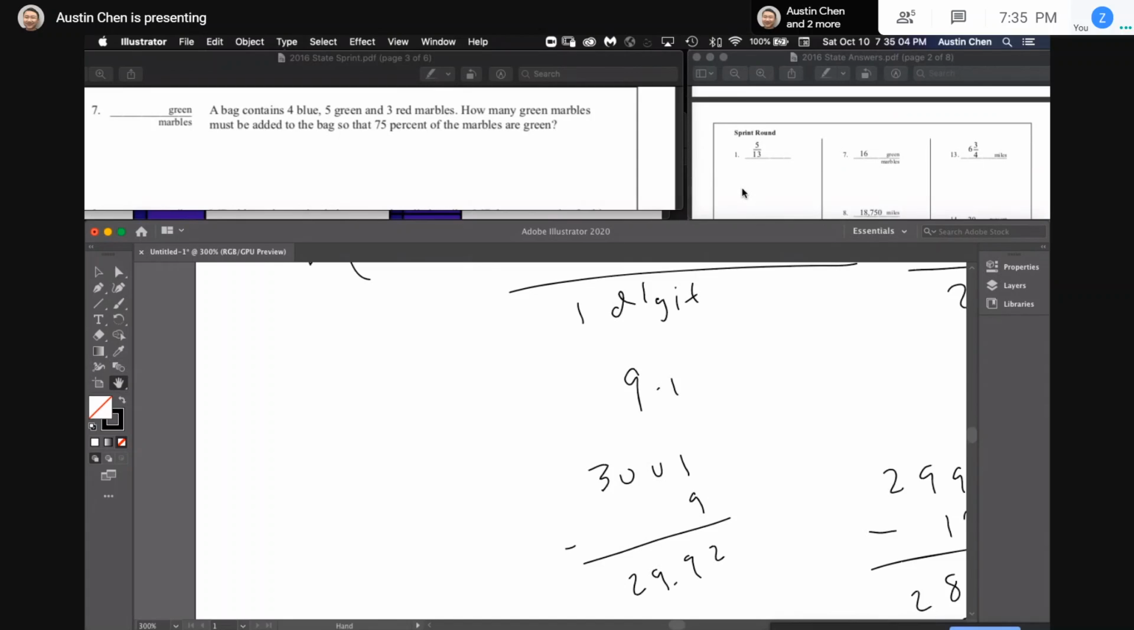Okay, let's move on to number 7. A bag contains 4 blue, 5 green, and 3 red marbles. How many green marbles must be added to the bag so that 75% of the marbles are green? Basically, the percentage of marbles that are green is the number of green over the total number of marbles. So let's say X is the number of green marbles that we add to our bag.